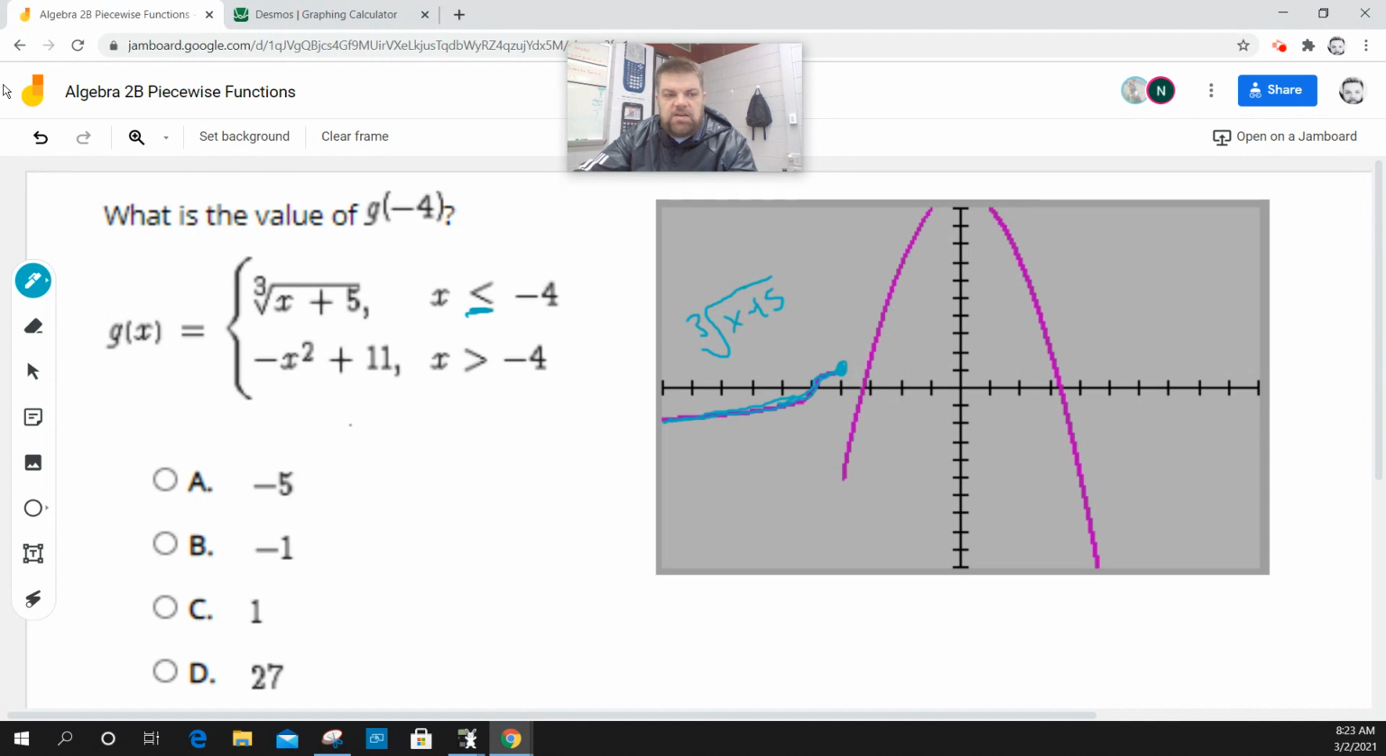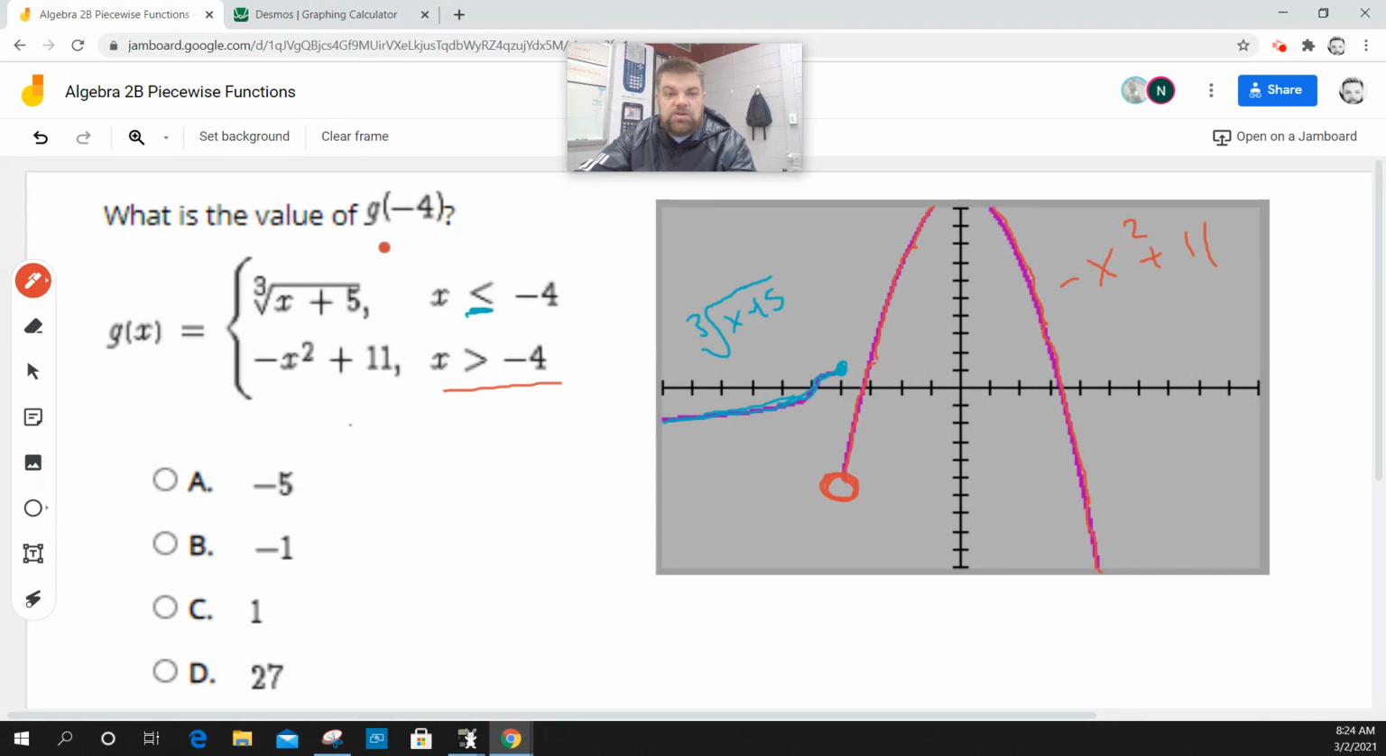Now, for the second part of the piecewise function, this part right here, this is our quadratic, right? So this part of my function comes from, because x is greater than -4, -x squared plus 11. However, this is not defined here. This is an open circle. Your graphing calculator doesn't make it an open circle, but it's an open circle.